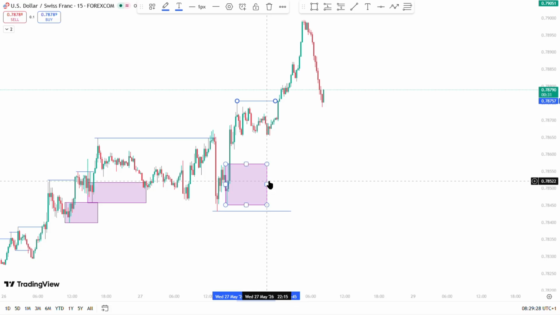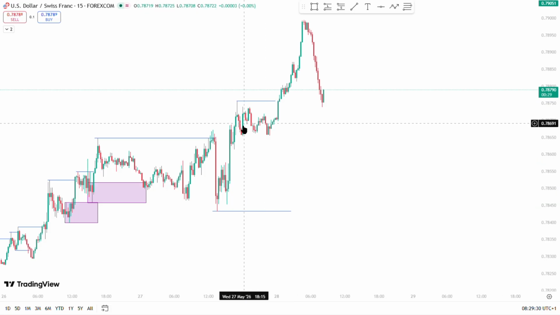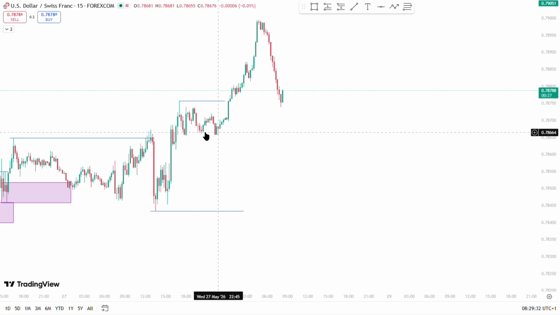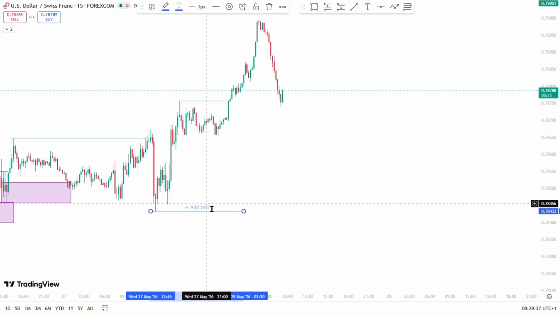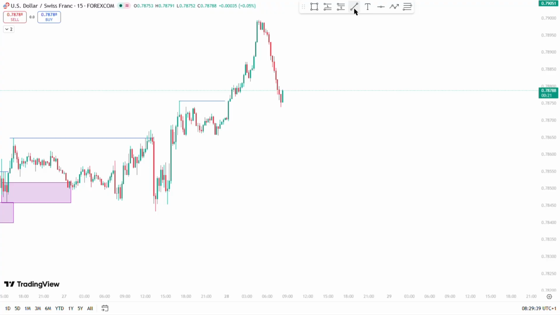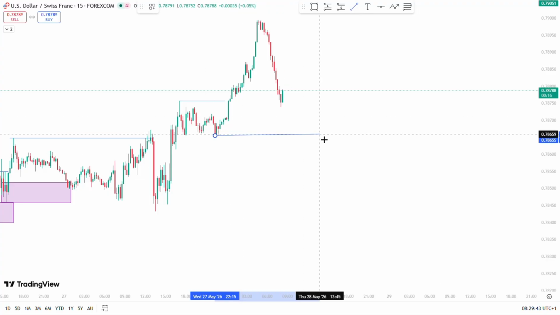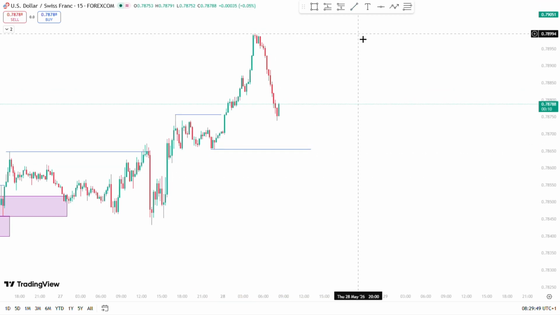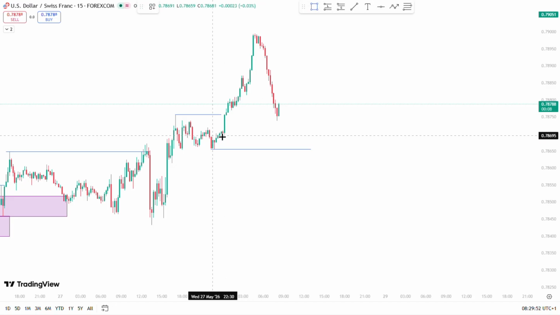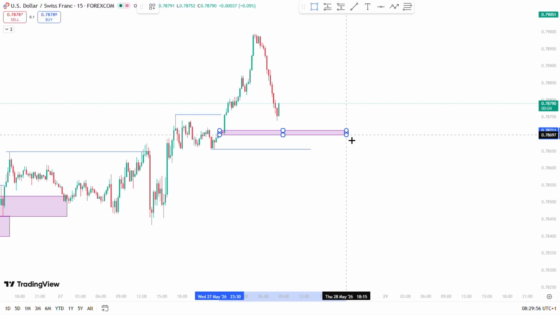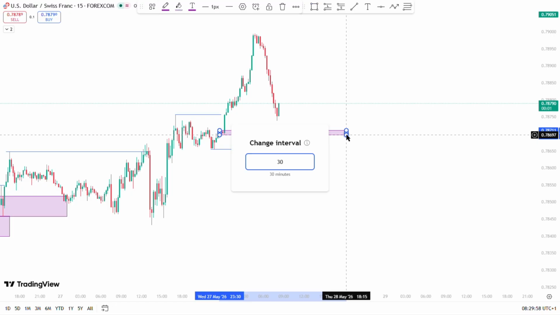This point of interest becomes invalid because this was a valid pullback. Let's check it out. Yes, the pullback was valid, very much valid. So now this will be a structural low. This will be our structural low. Then our point of interest will be this. Let's go down to our 30-minute time frame.